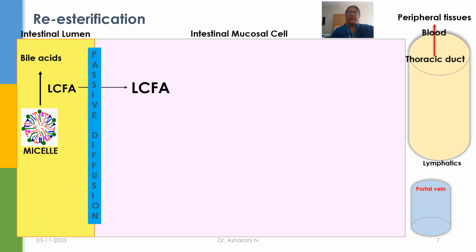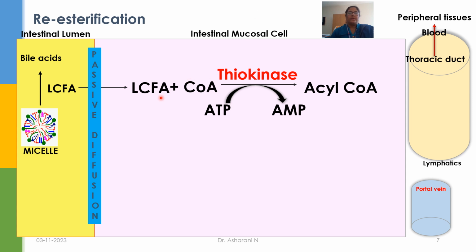Now we will see one by one how these digested particles in the mucosal cells are re-esterified. The long chain fatty acids are activated to acyl-CoA with the help of coenzyme A, and we require thiokinase, which is an ATP dependent enzyme. Before this re-esterification, the fatty acid should be activated.